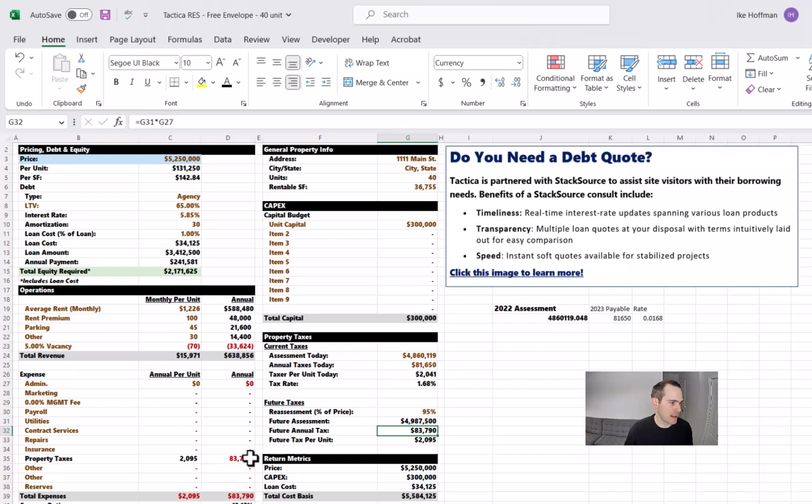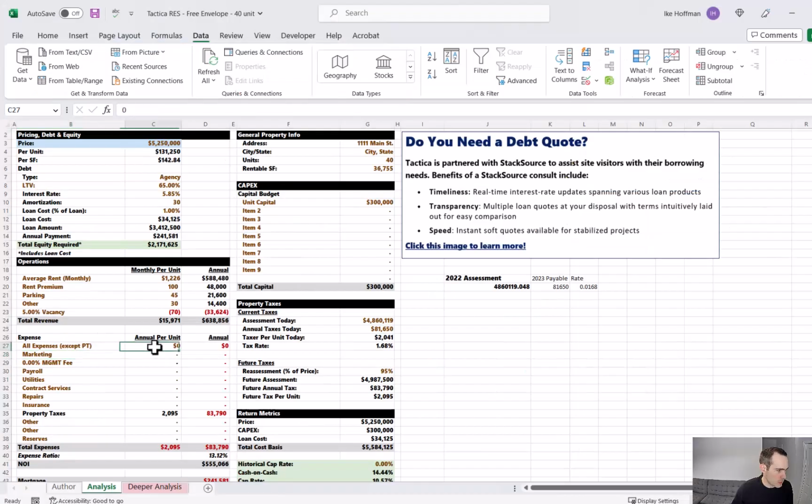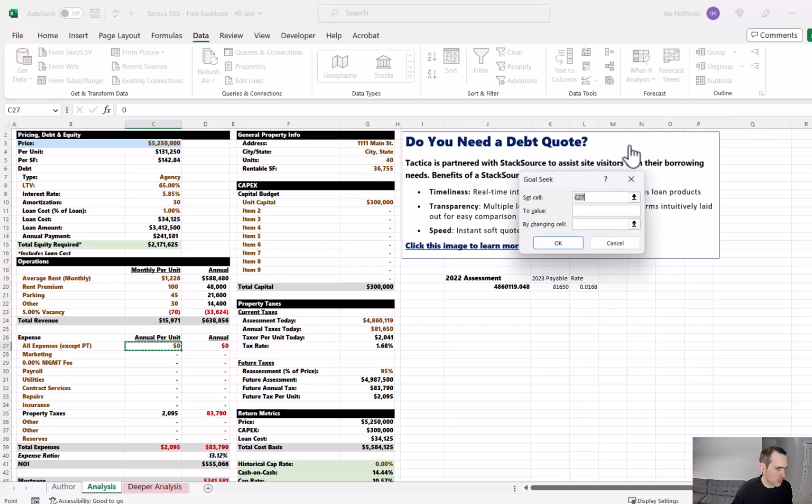Now, at this stage of the analysis, I don't want to get very granular with the operating expenses. I just want to run a rough expense ratio estimate to see how the numbers work at a very high level. So what I'm going to do, I'm going to call all expenses except property taxes. And I'll use Excel's Goal Seek analysis tool to back into a 50% expense ratio.